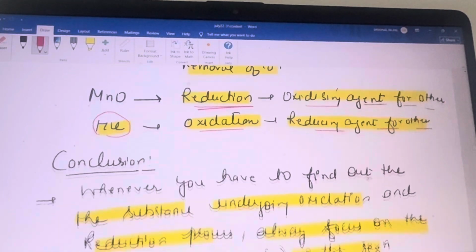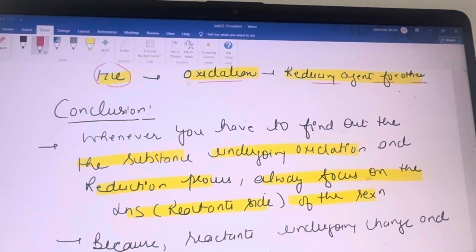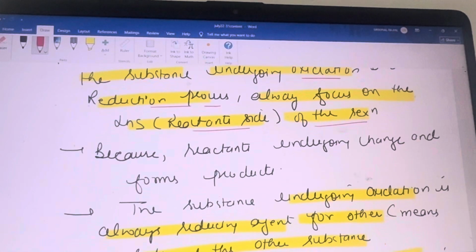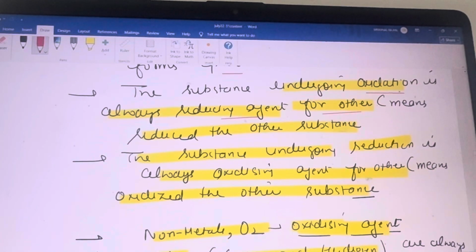So don't confuse yourself. So in conclusion, I just want to say, whenever you have to find out the substance undergoing oxidation and reduction in a redox reaction, you always focus on the left hand side or reactant side of the reaction. Because students, reactant undergoing change and they form product. Reactant ही change करके product बनते हैं. So you just think about reactant side. And the substance which is undergoing oxidation is always a reducing agent for others, means they can reduce the other substance. And the substance undergoing reduction, they are always acting as an oxidizing agent for others, means they can oxidize the other substance.